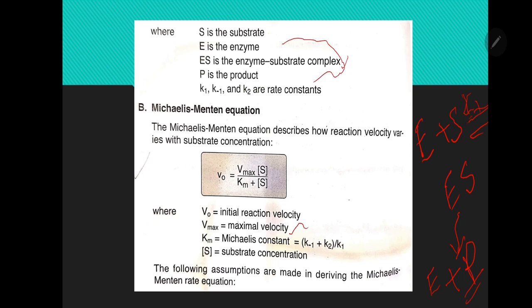In your exam there is no derivation of this equation, but you must know what this equation is and how to write it down. Sometimes the question says to write down the Michaelis-Menten equation, and its significance is then asked.